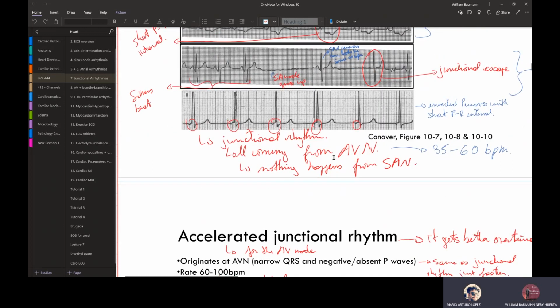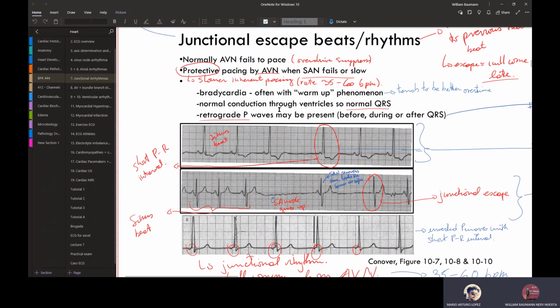Okay, so that's like a protection. That's like a fail-safe. Compensated. Exactly. Protective. Okay, that's interesting.